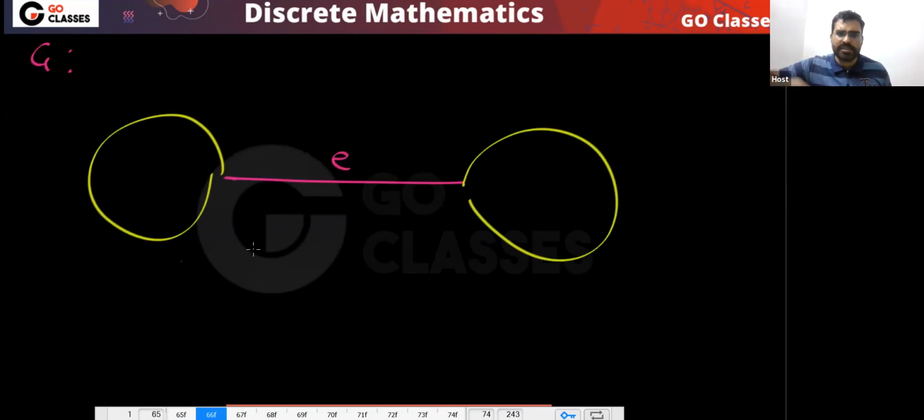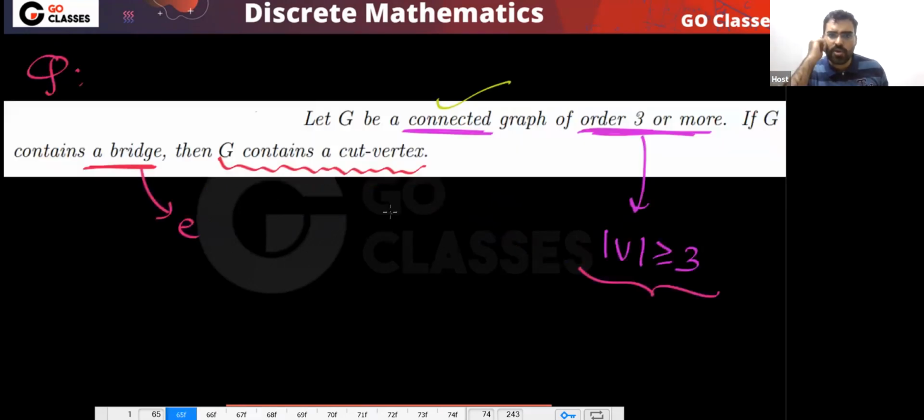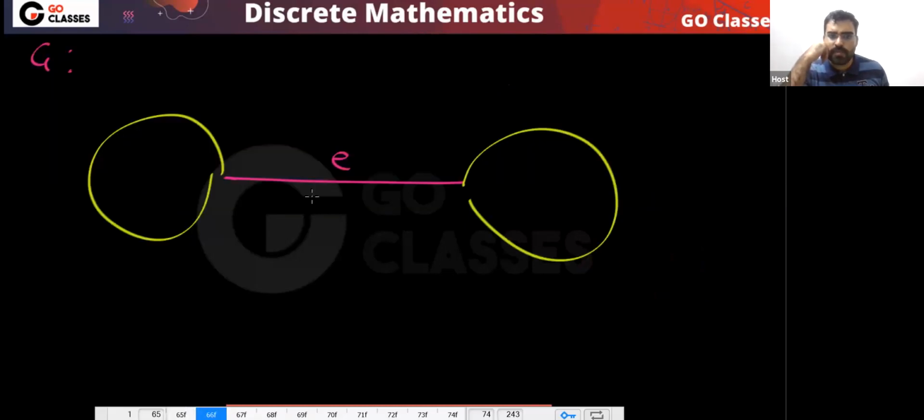So tell me one thing. Please tell me one thing. This graph is connected. And this is your edge E. Now the question is saying that G contains a cut vertex also. Can I guarantee that G contains a cut vertex also?